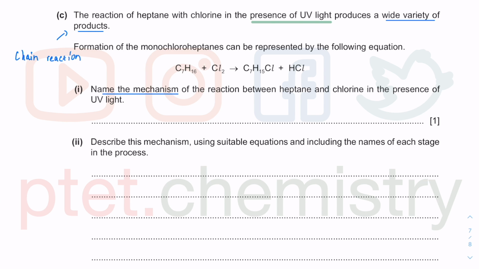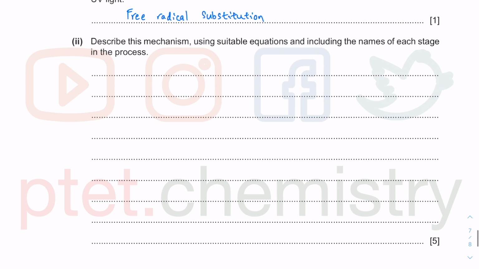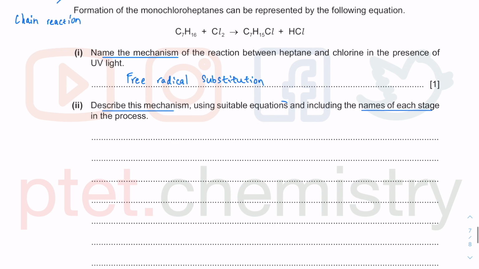So what we're going to be thinking about: name the mechanism. The type of reaction is substitution, stated in the AS introductory terminology. The mechanism is called free radical substitution. The next bit wants you to write out the mechanism step by step, and you have to include the names of each stage. You have to describe the mechanism. Instead of using a lot of words, try to write the equation correctly. You have 5 marks, so you have to write a lot of equations as well.